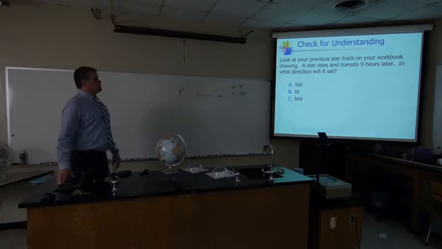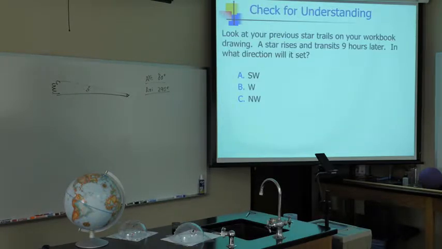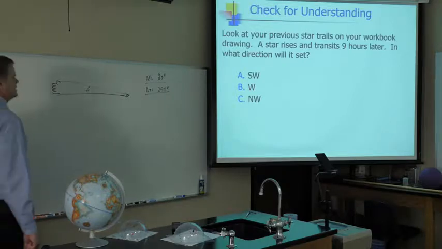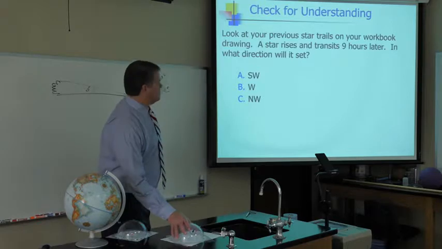Again, if you look at your star trails in your workbook drawing, I showed them a couple slides ago. Let me go back here so you can see them. All right, those are the star trails from Tulsa or Oklahoma City. A star rises and transits 9 hours later. In what direction will it set? This is a tough question, but you should be able to get it.